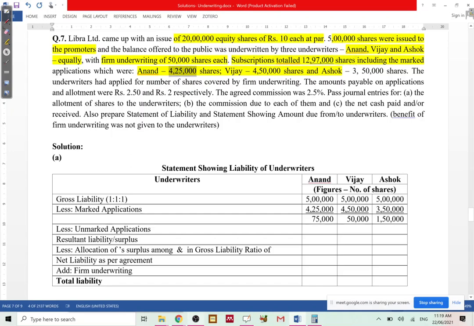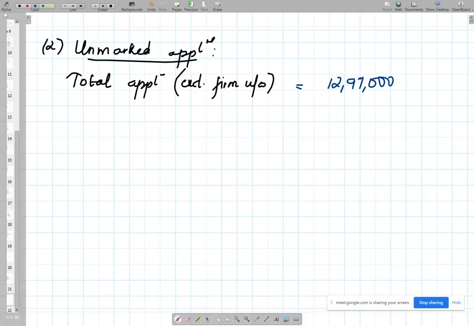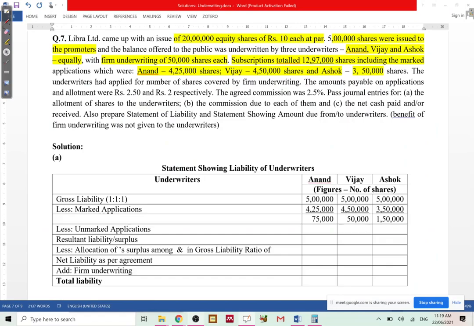Out of this, these many were marked, right? 425, 450 and 350. So minus that, take it out from the total. Let's do the sorting. Marked applications. How much did we say? 425, 450.